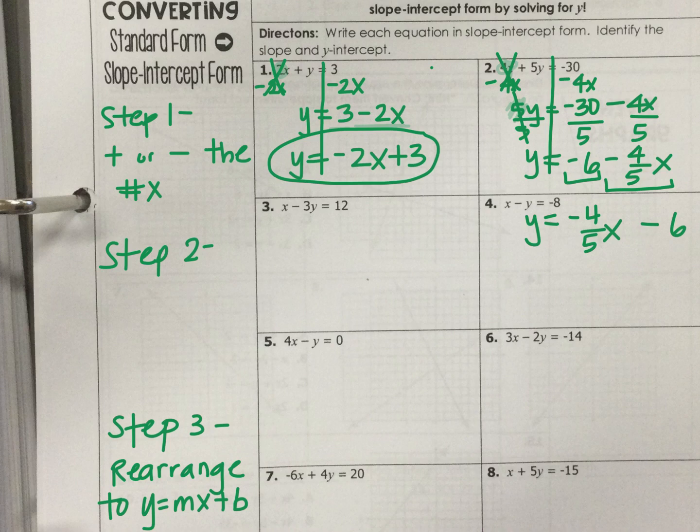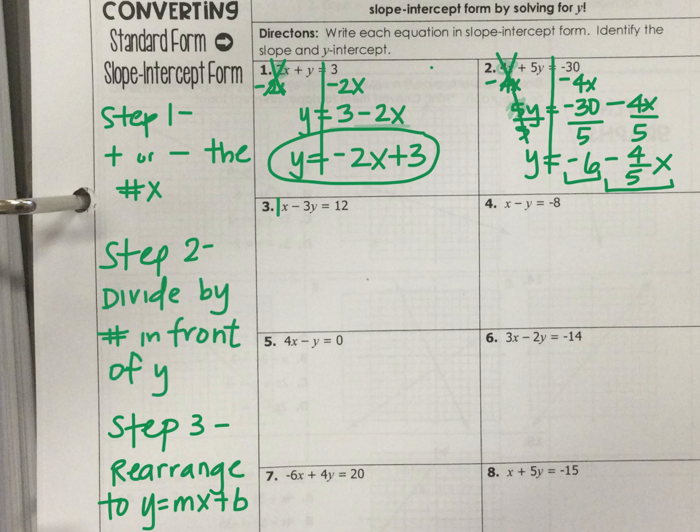Okay, let's look at number 3 now. I am going to put a 1 in front of this x just to help me out. So, step 1, add or subtract the number and the x. Well, it's positive, so I'm going to subtract 1x, mark it out, minus 1x. On the left, I have negative 3y equals 12 minus 1x.